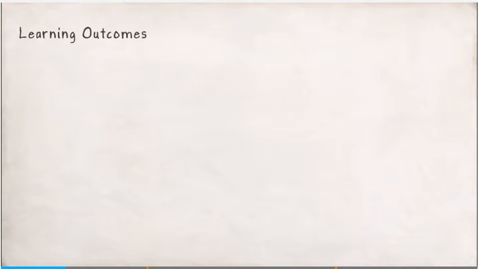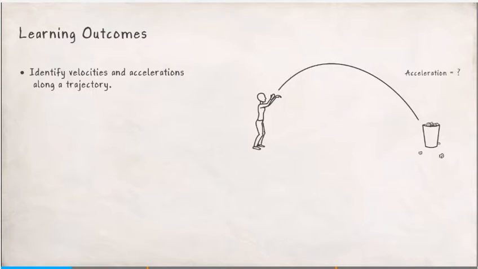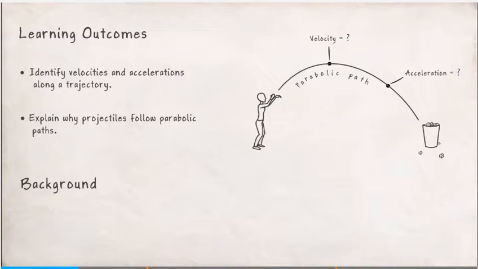After completing this assignment, you should be able to describe the motion at key points along a projectile's path, and explain why that path is parabolic. A solid understanding of vectors, one-dimensional motion, and free fall will help you get the most out of this video.